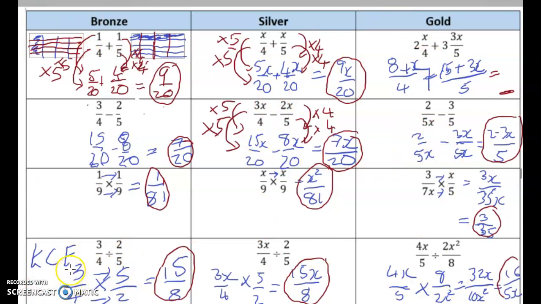Please choose from the bronze, silver, gold exercise on the Google Classroom the appropriate level. If you are doing just the bronze, try to do a few of the silvers, maybe one of each of add, subtract, multiply, and divide, just so that you've had a go at the algebraic ones.